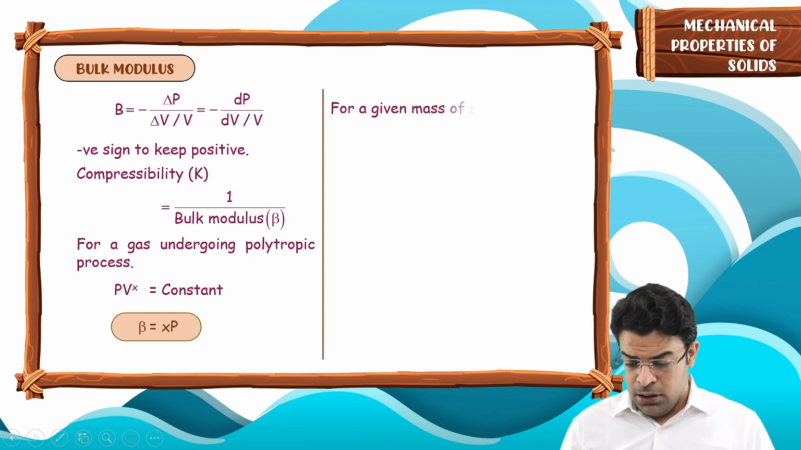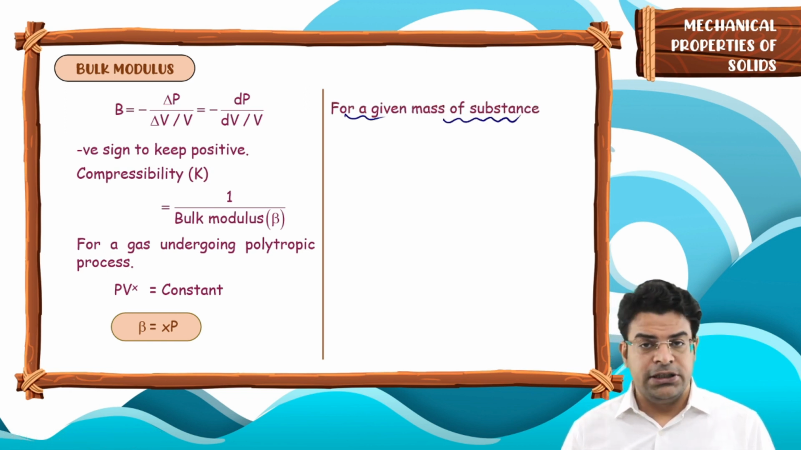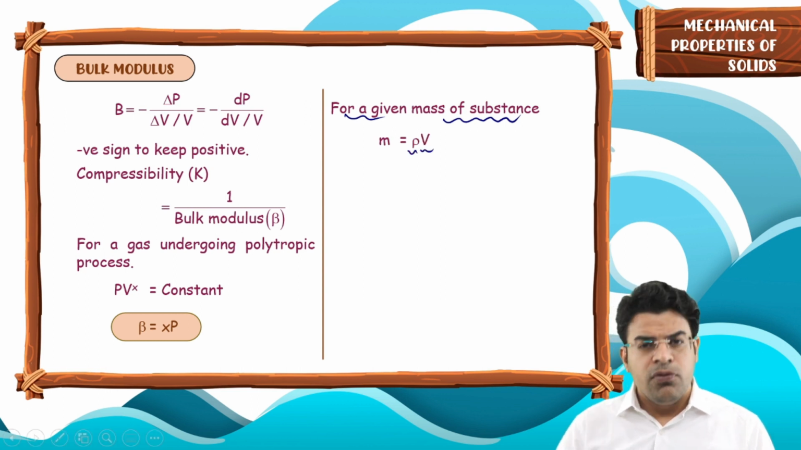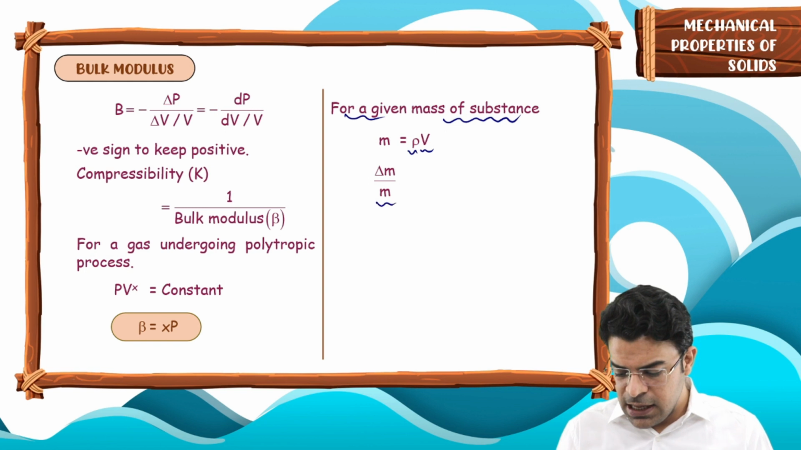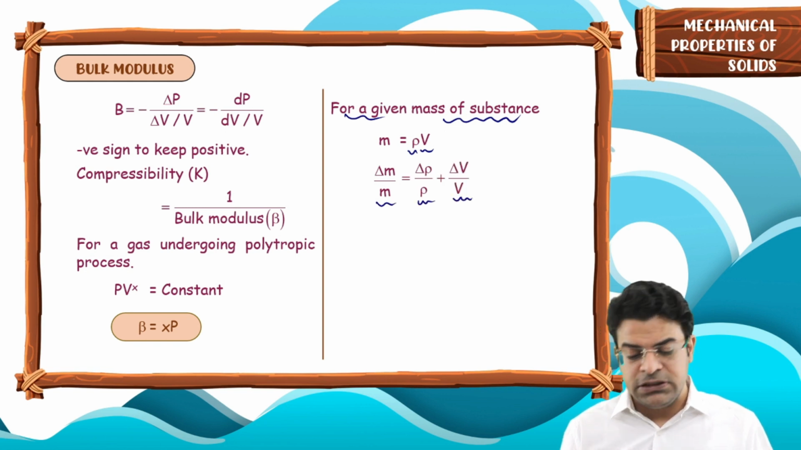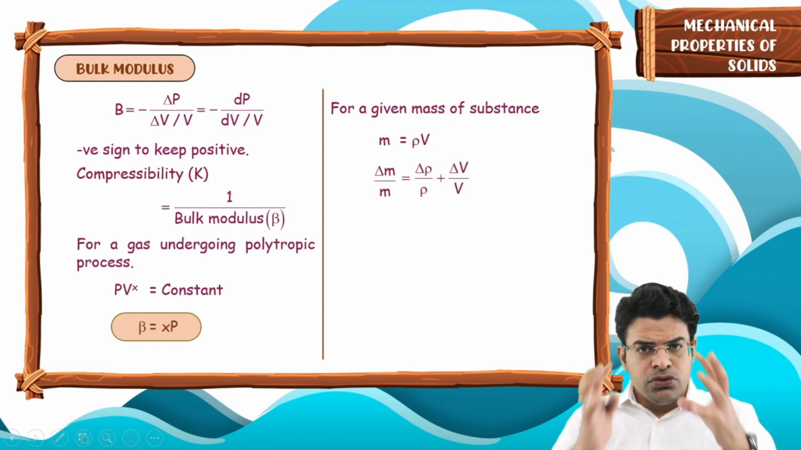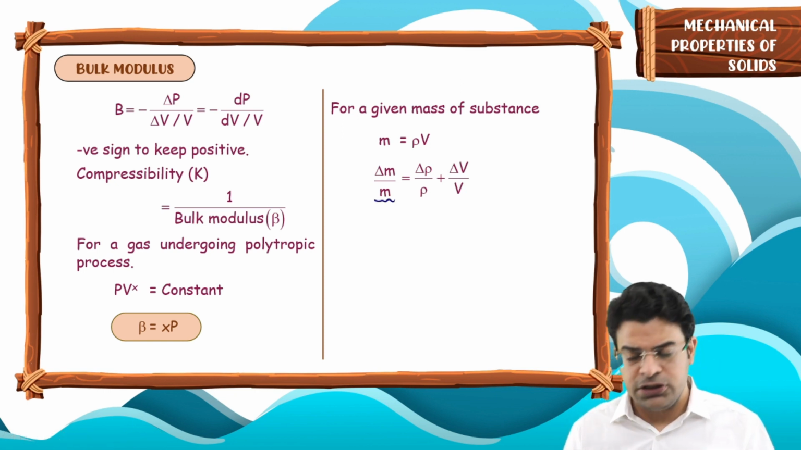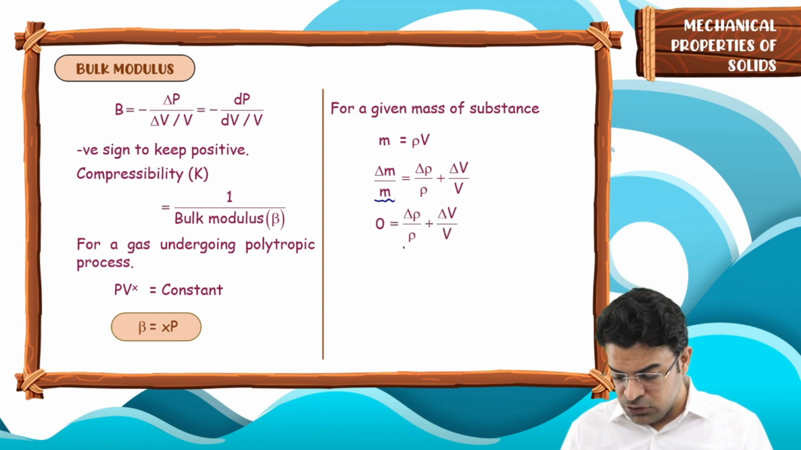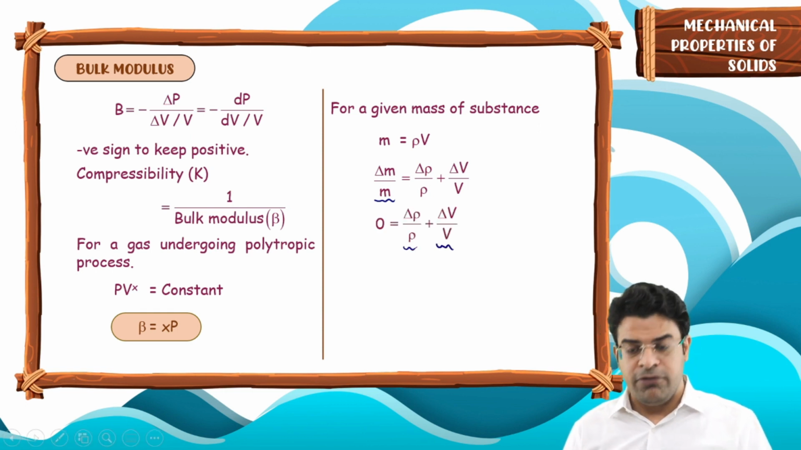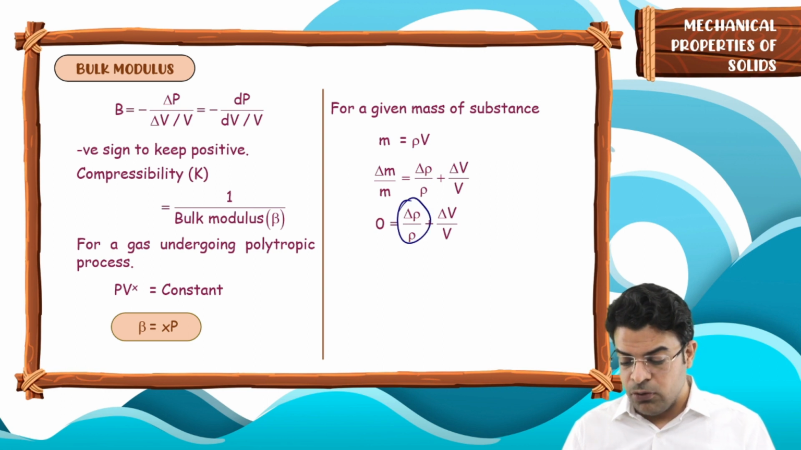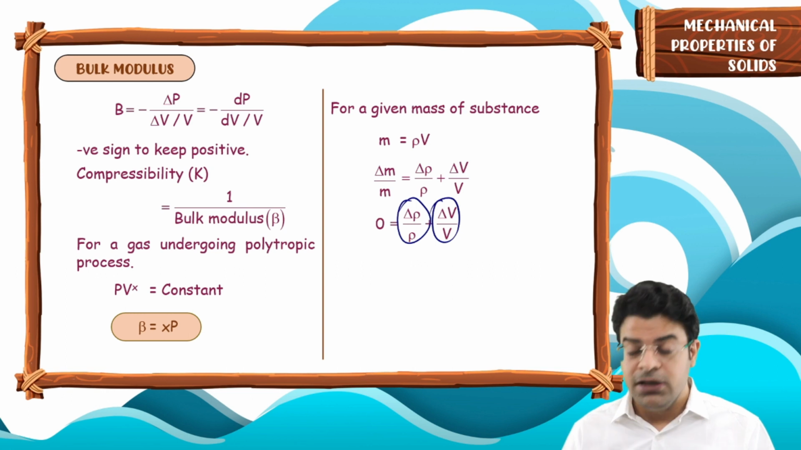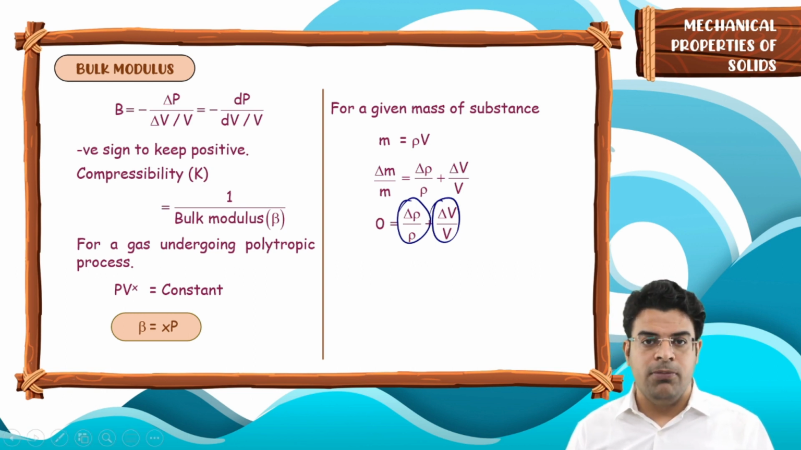Now, for a given mass of substance, we can write mass equals density into volume. For small changes, we can write delta m by m equals delta rho by rho plus delta V by V. Usually, when the body expands or shrinks, its mass does not change. So you can write 0 equals delta rho by rho plus delta V by V. What is delta rho by rho? Sir, the fractional change in density of the body. What is delta V by V? The fractional change in volume of the body.